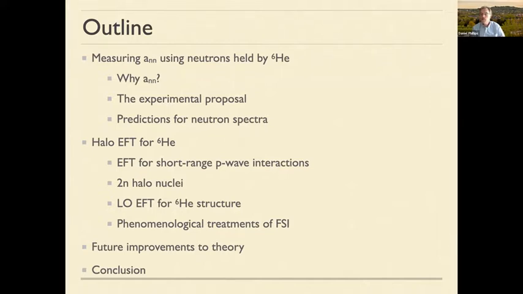And for those of you who know me and know Hans Werner, it will come as no surprise that the tool that we chose to do this within is so-called halo effective field theory. So I'll describe how that works for helium-6 and why we think we can get the uncertainties here under control at a level where we can say something useful about the neutron-neutron scattering length.